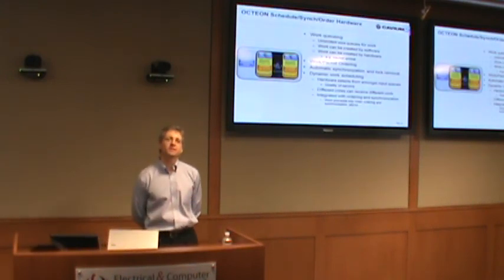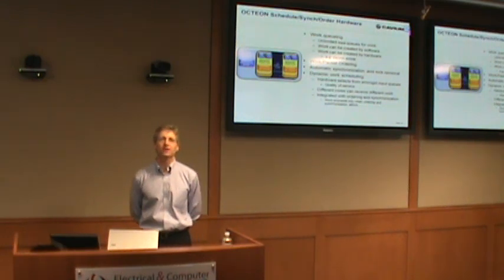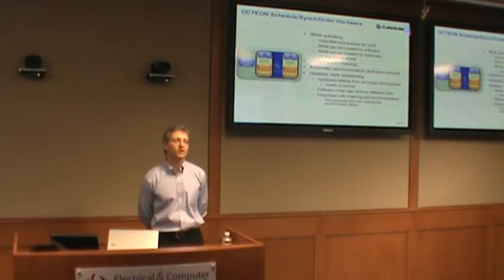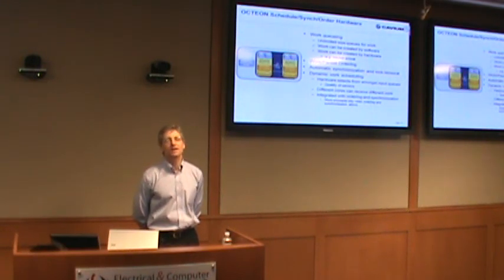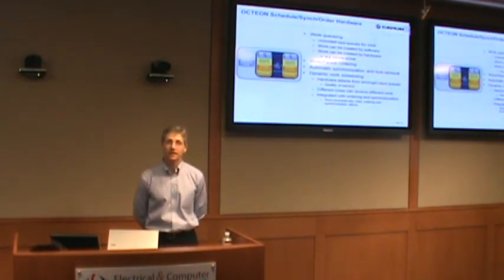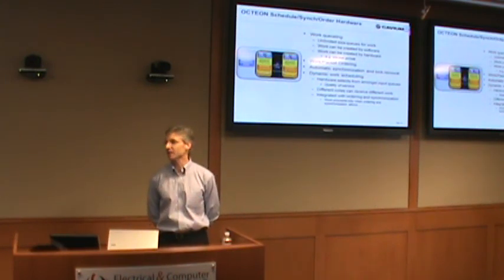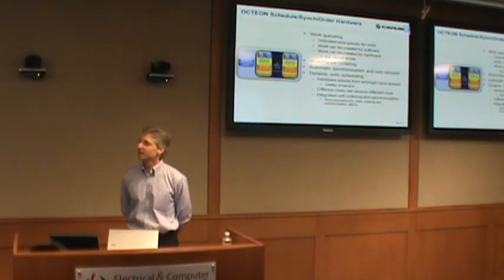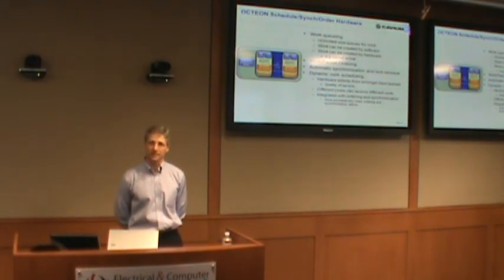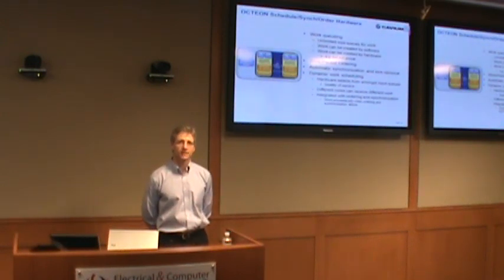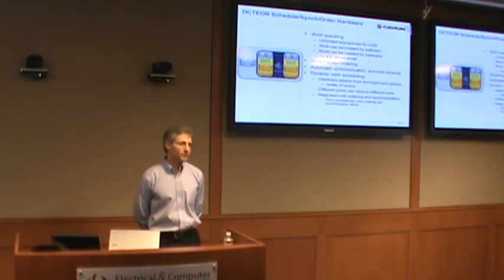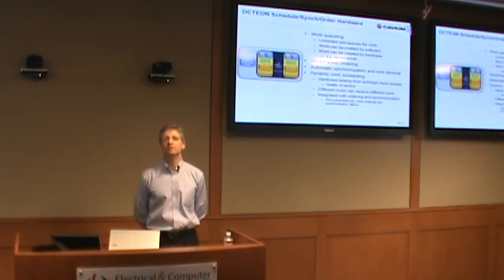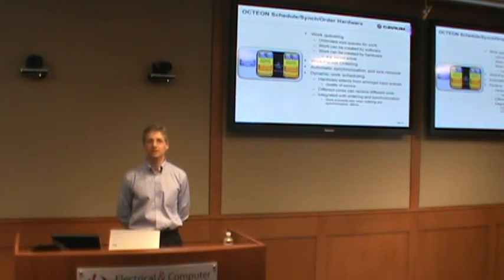So we have this schedule, synchronize, order piece of hardware that is a co-processor, kind of intimately tied in with the MIPS cores. They have work queuing, so work can be created by software. It can be created by hardware. For example, a packet arrival creates work in the Octane design, and this queuing can be of unlimited size. The hardware can enforce ordering constraints. It can enforce automatic synchronization constraints.